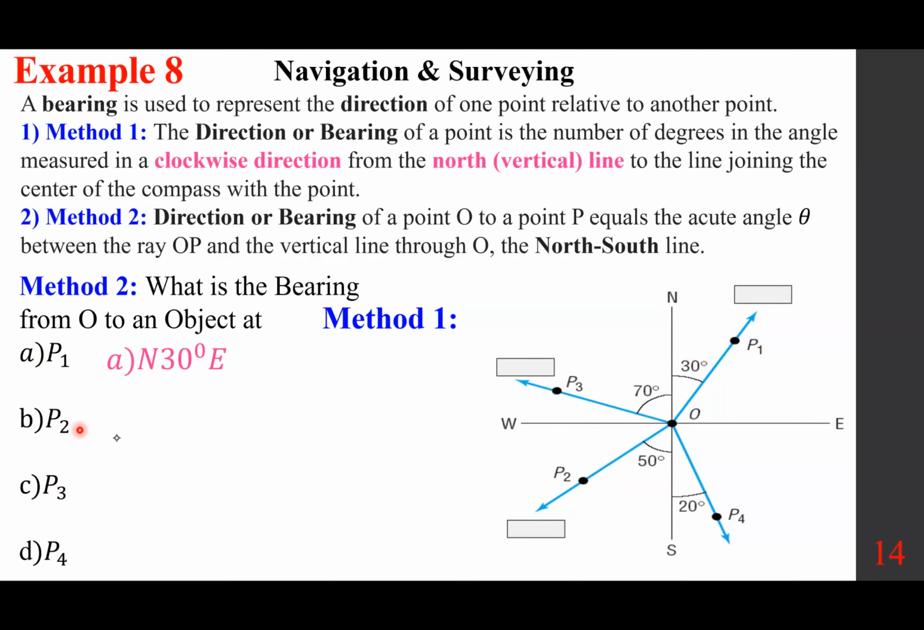P2. P2 is closer to the south. So we start with the south. Then the angle is 50 degrees. And now P2 is to the left of it. That means west. S, 50 degrees west.